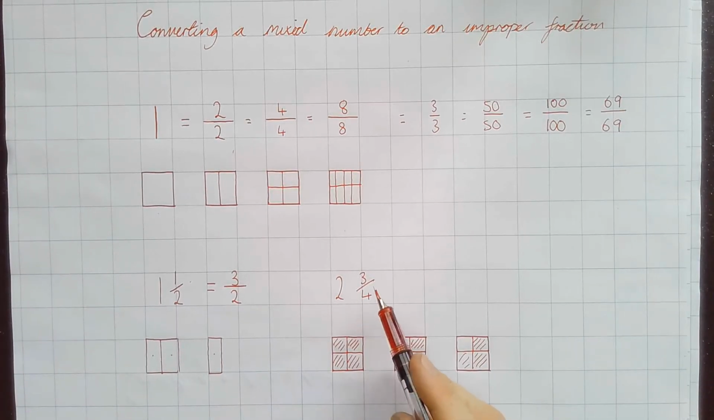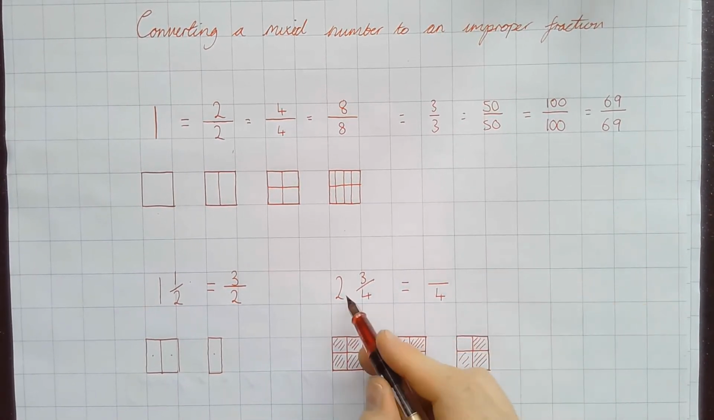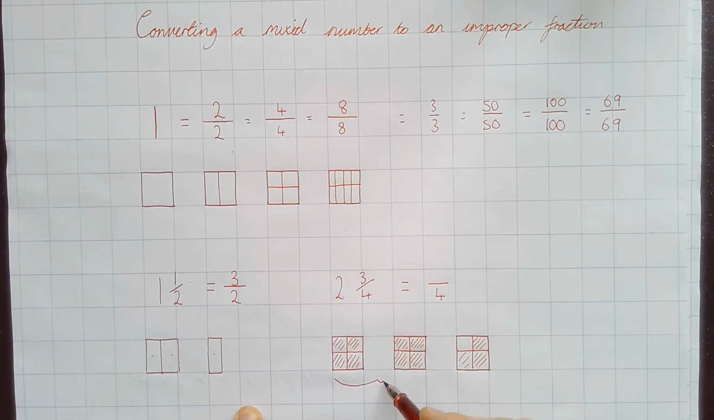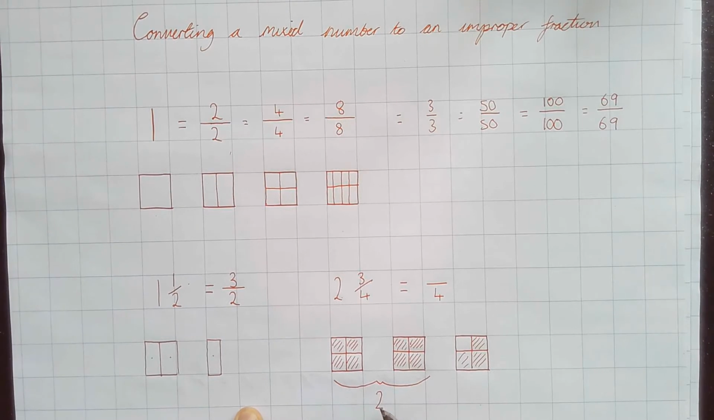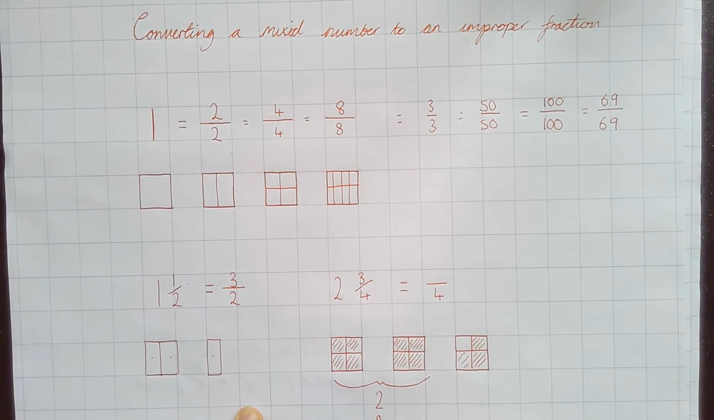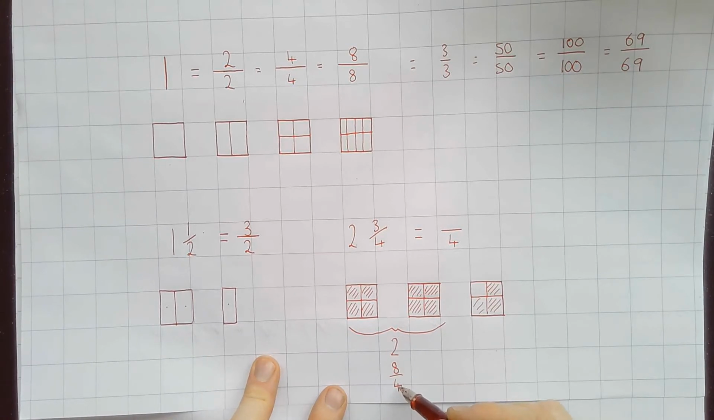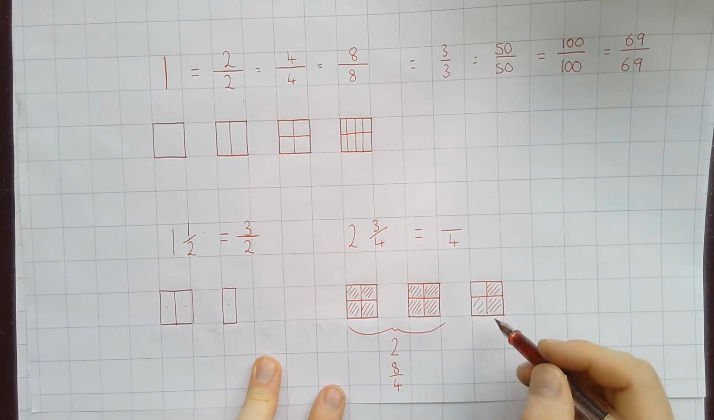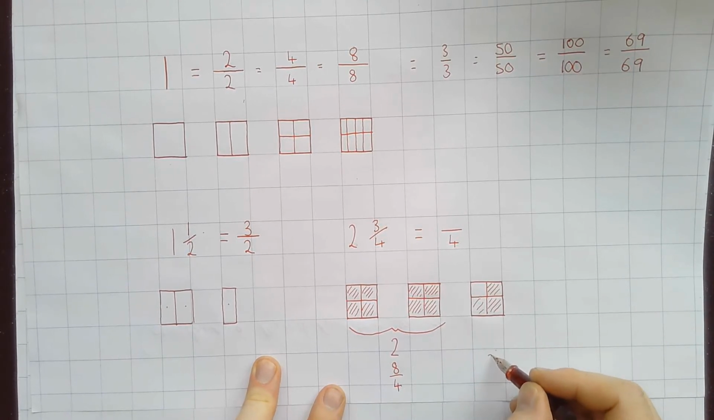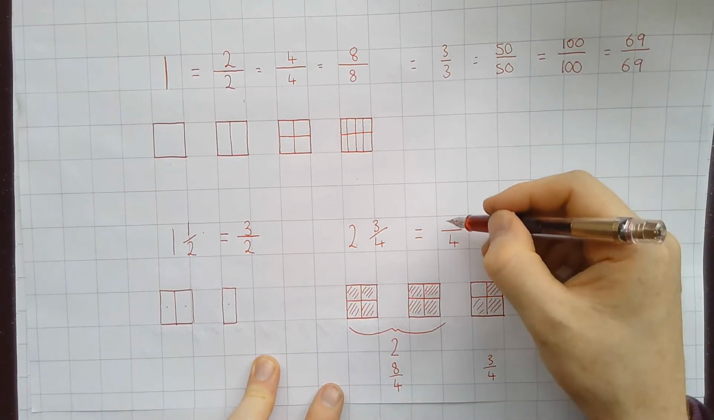Now here we have 2 3 quarters, and I want to know how many quarters is that equal to? Well, in our 2 wholes, which I've drawn here, we have 2 lots of, well, 4 quarters make 1 whole, so we've got 2 lots of 4, which is 8. So that is 8 quarters. And if you look at our fraction here, you can see that 8 is 2 lots of 4 because we have 2 wholes. And here we have 3 quarters. How many quarters altogether? Well, 8, 9, 10, 11 quarters.